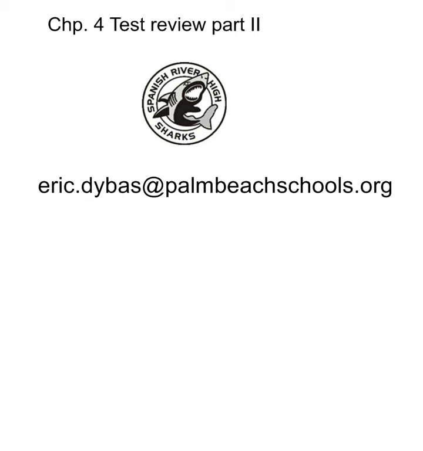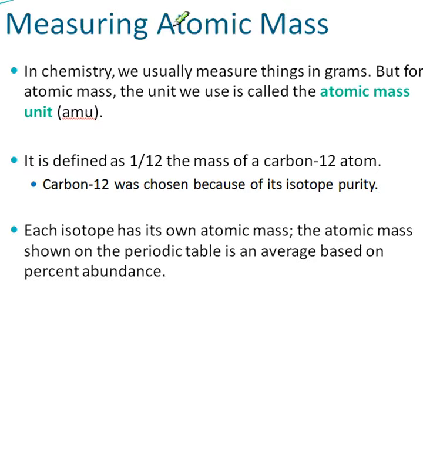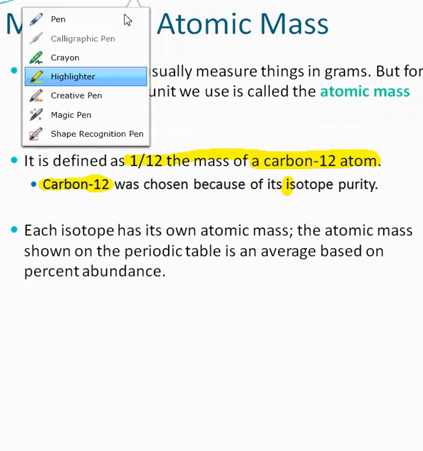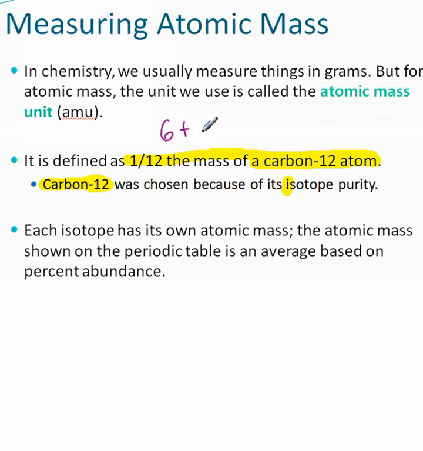First and foremost, what you're going to need to remember is how we measure atomic mass. The definition of it, we're going to ask this on the test, is that it's considered to be 1/12 the mass of a carbon atom. So basically, the carbon-12 isotope is considered to be very pure, so carbon-12 was chosen. Think of it like this: it has 6 protons plus 6 neutrons, a total of 12 atomic mass units in its nucleus. The definition of AMU, or atomic mass unit, is based on carbon-12.